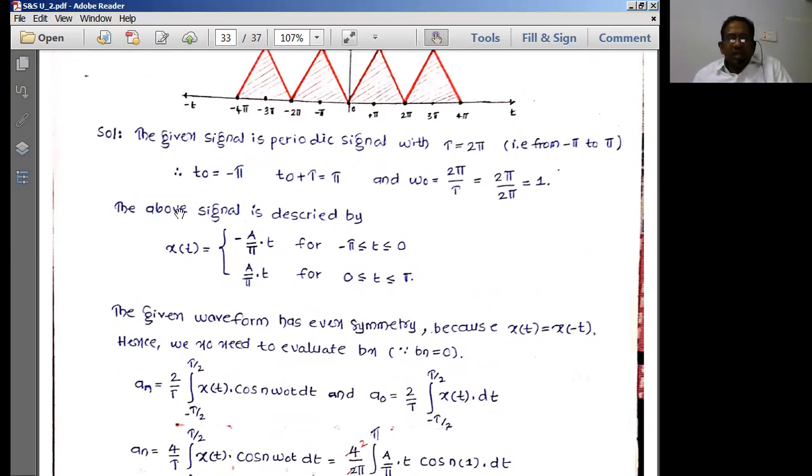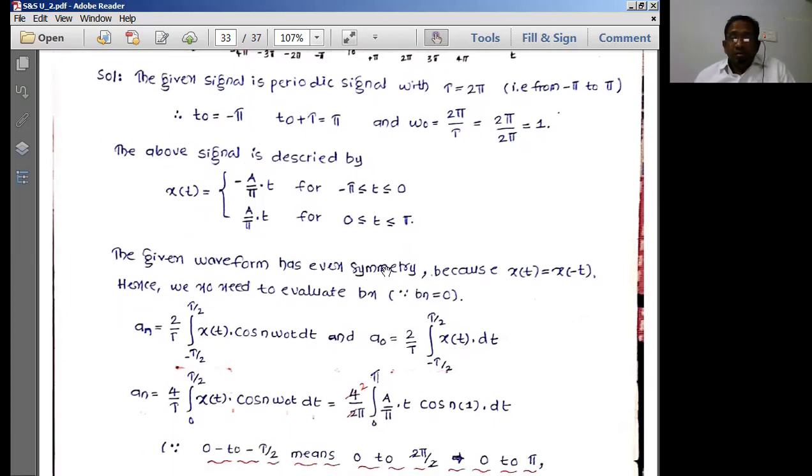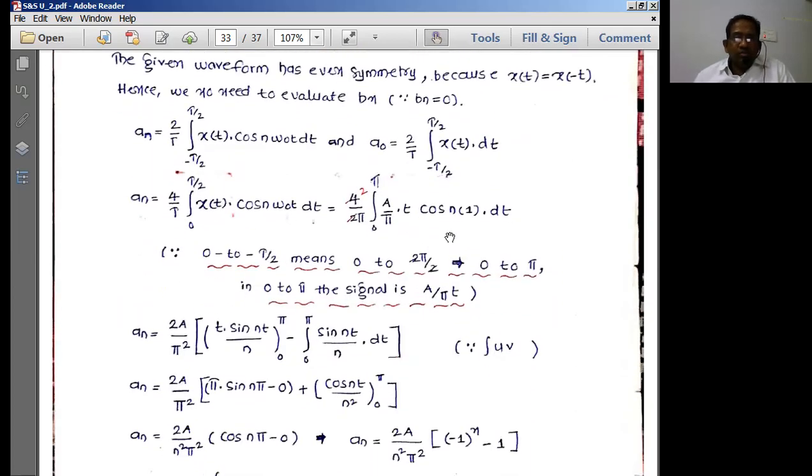In the interval, the starting point t naught is equal to minus pi, so we have t naught plus T, and the last limit of the interval is going to be pi here. So I can have this kind of interval limitation. Now simply you have to solve this. Omega naught is 1, so I can simply write this here: t has to be there, cos nt has to be there.